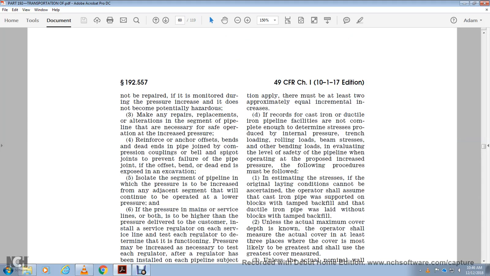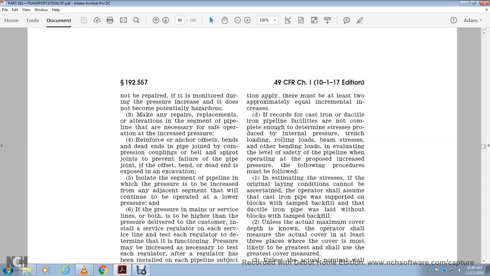The records for the cast iron and ductile iron pipe facilities are not complete enough to determine the strength of the pipe. The internal pressure stress, the rolling loads, the beam strength and other beam loading must be considered. When evaluating the level of safety of the pipeline with the proposed increase in operating pressure, the following procedure must be followed.